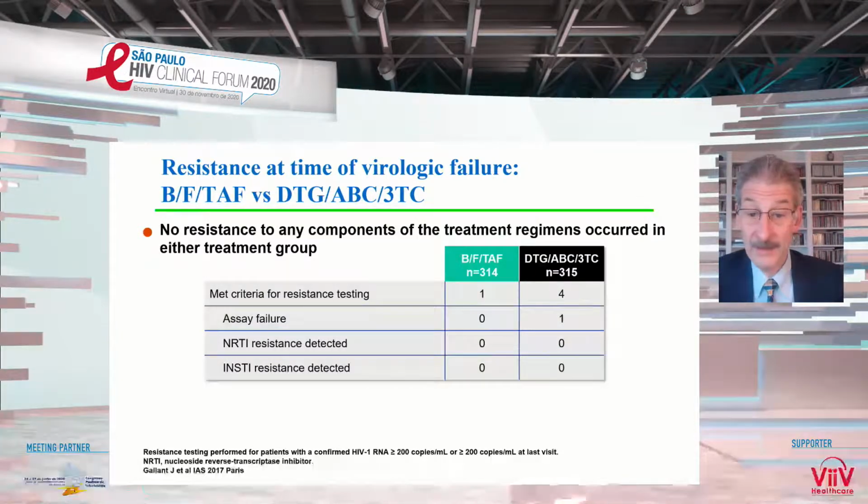The same was seen when BIC/FTC/TAF was compared to the fixed-dose combination of dolutegravir, abacavir, and 3TC. Note that there were very few patients, only 1 in the bictegravir arm and only 4 in the dolutegravir arm, who met criteria for resistance testing to begin with.